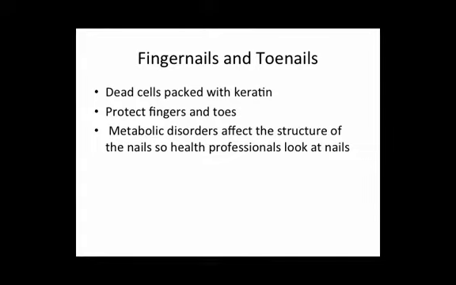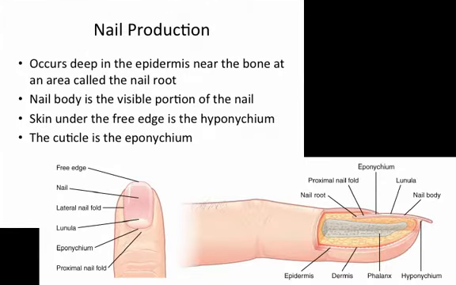Fingernails and toenails are dead cells packed with keratin that help to protect the fingers and the toes. Metabolic disorders can change the nail structure, so health professionals look at nail structure when performing an exam. Nail production occurs in an area deep in the epidermis near the bone called the nail root. The nail body is the visible portion of the nail. The skin under the free edge of the nail is the hyponychium. The visible nail emerges from the eponychium or cuticle at the tip.